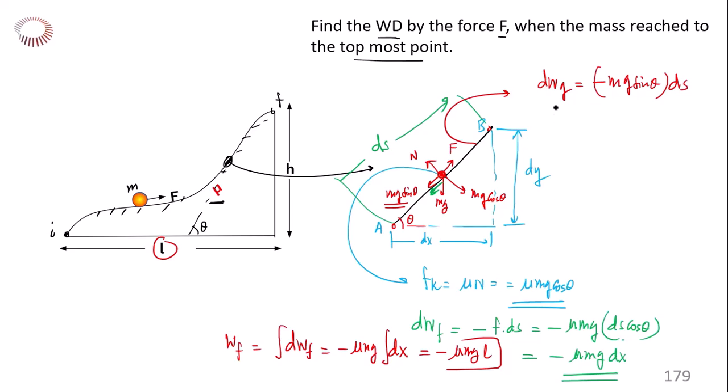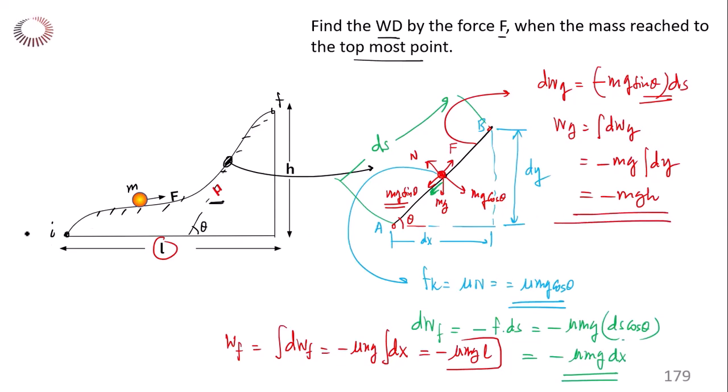This is a small work done by gravity in raising the particle from A to B. I want to calculate the value of the total work done by gravity. That should be the integration of dWg. That means it is minus mg and ds sin theta, which is nothing but our dy. The integration of dy gives the height h. So minus mg into h is the total work done by gravity in moving the particle from A to B.